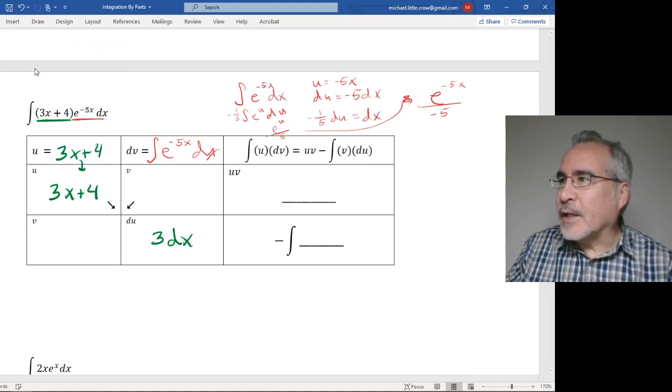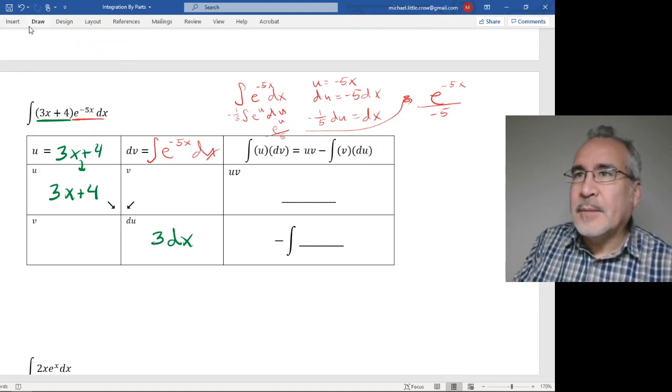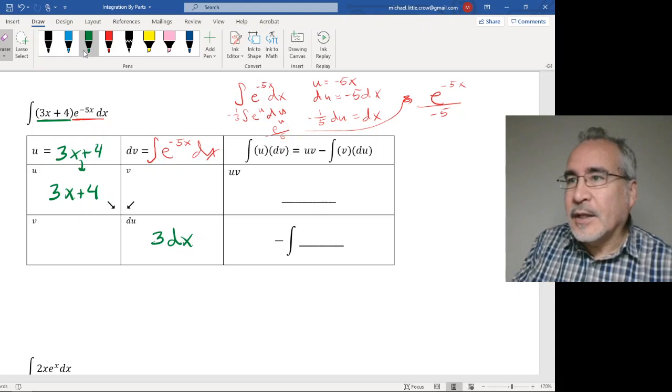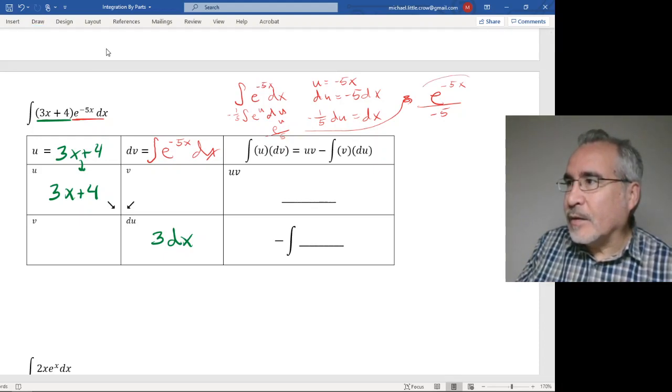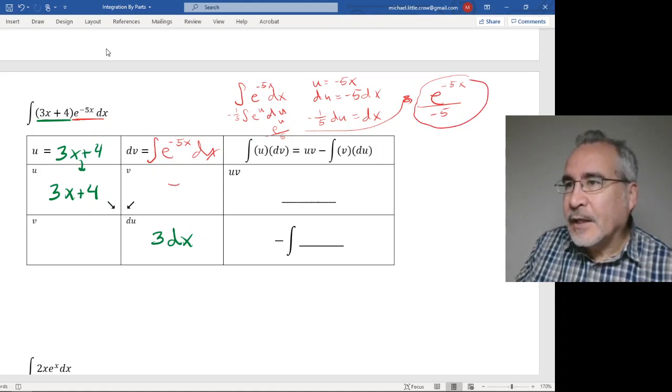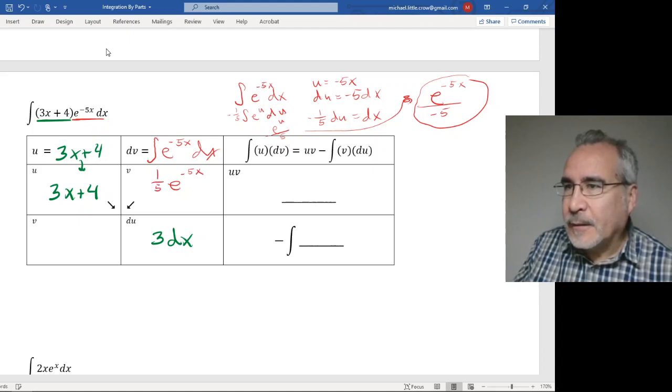Doing math, I usually don't like the eraser because you want to keep your mistakes there so that you can understand what you're doing. Okay. Anyway, this is what v is now. V is e to the minus 5x, and again you have 1 over 1/5 if you want. Oh, let's do that. I think that's better.